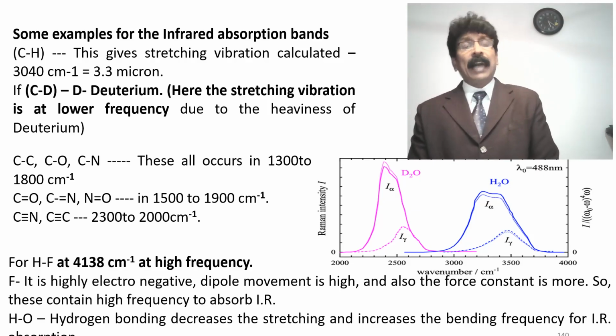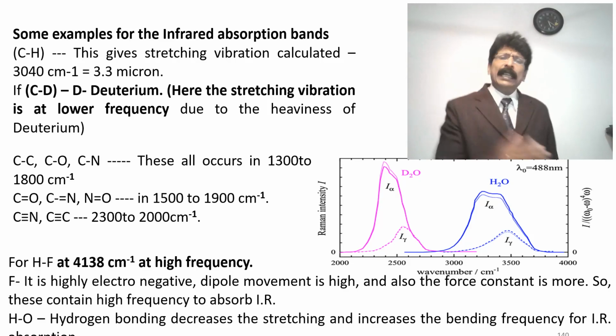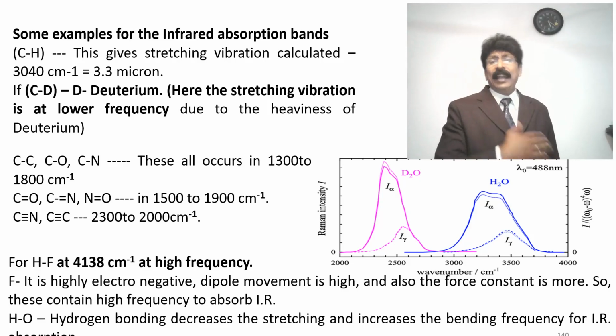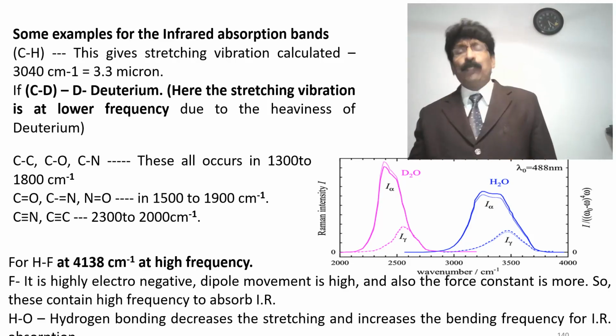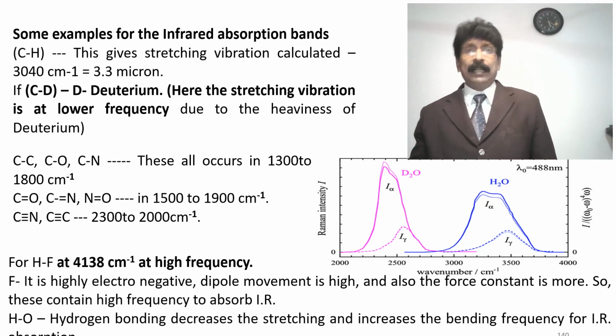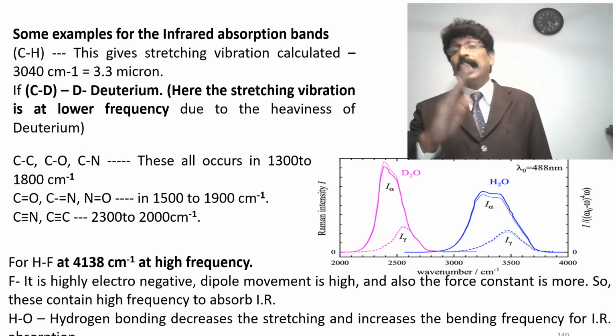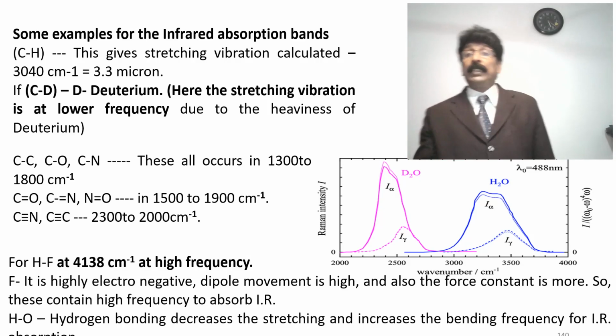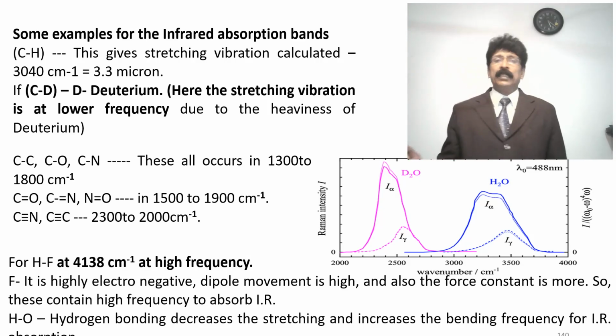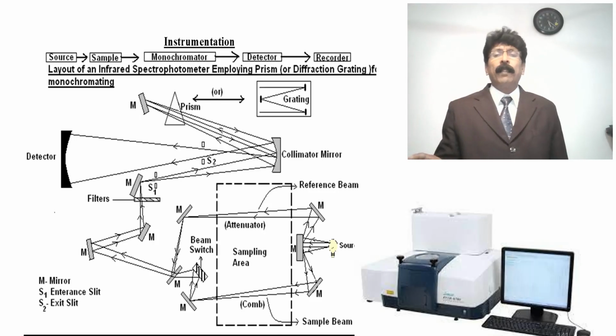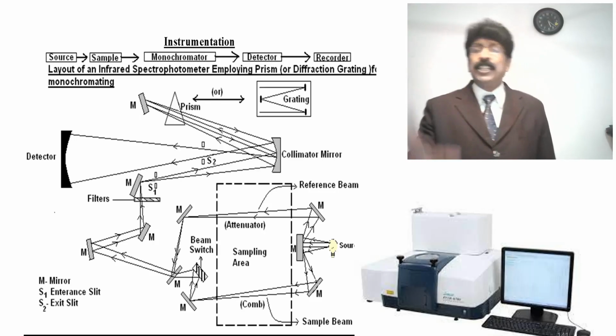OH hydrogen bonding decreases the stretching and increases the bending frequency for IR absorption. That is why it is coming in the 3500 to 3000 centimeter inverse range. So this is the instrument which is available in our lab. So what are the parts present in the instrument?